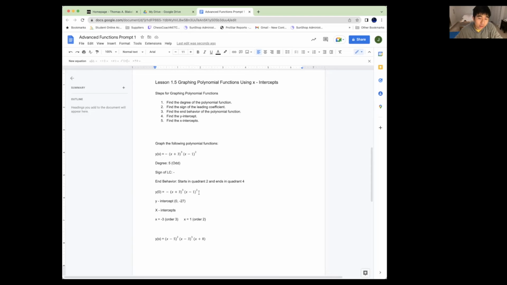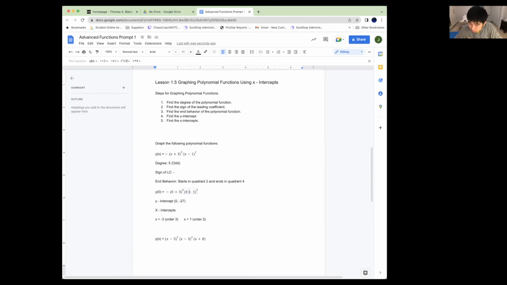And then to find our y-intercept, I just plugged in 0 for x. When you plug in 0 for x and you solve, you get negative 27. So the y-intercept is at negative 27. To find the x-intercepts, I just set all my factors equal to 0 in the original equation. So x plus 3, that's just x equals negative 3. And x minus 1, that's just x equals 1. The order for x equals negative 3 is 3 because the exponent is 3. And the order for x equals 1 is 2 because the exponent is 2 for x minus 1.